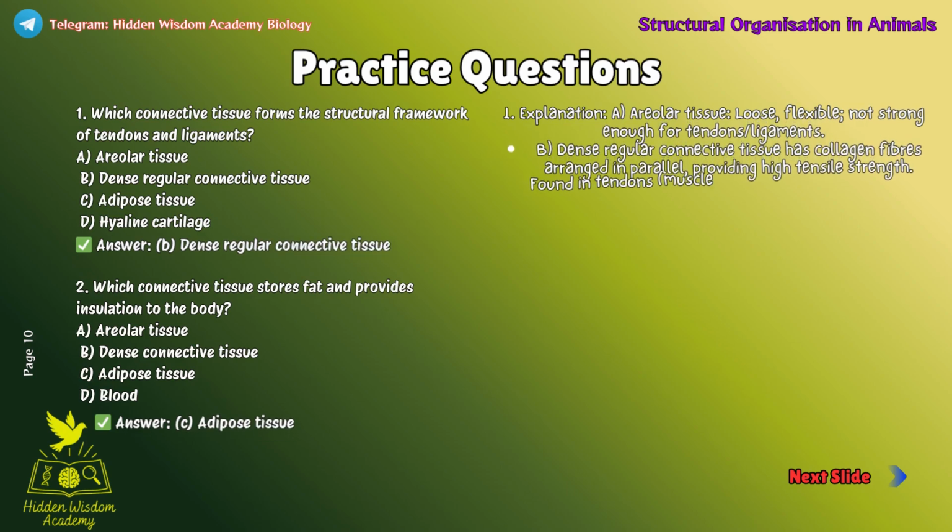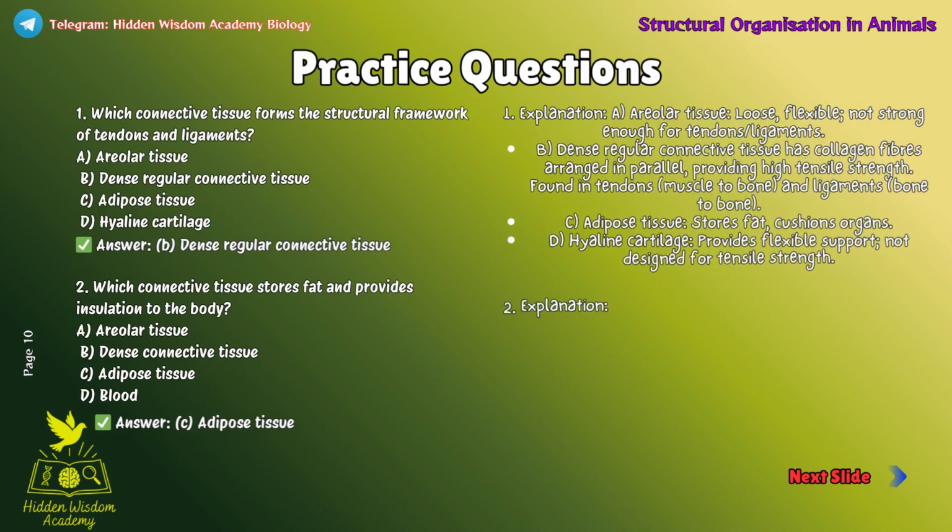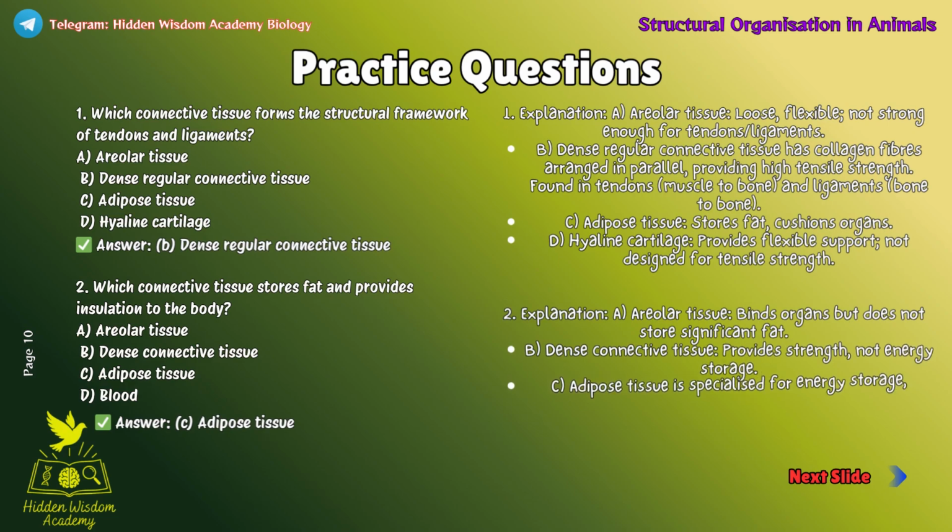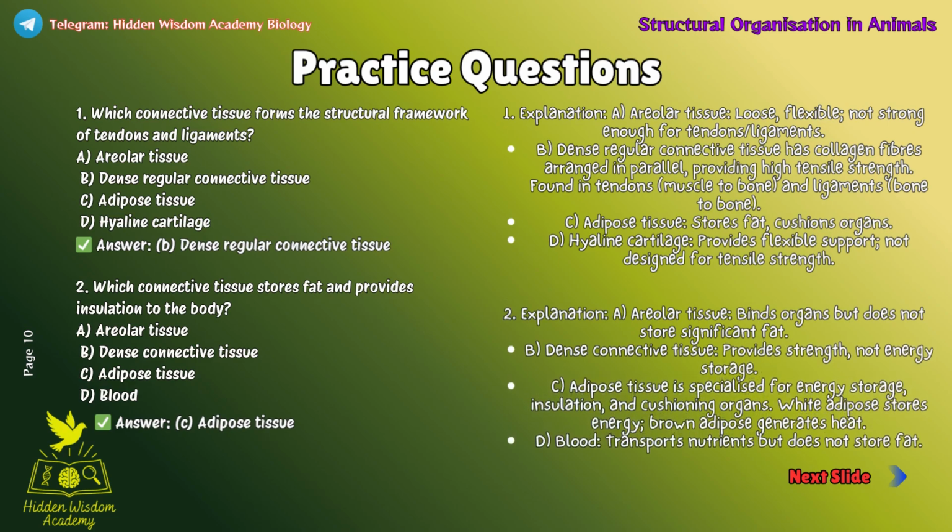Let's practice few questions to test your knowledge. Let's start with question 1. Which connective tissue forms the structural framework of tendons and ligaments? Option A. Areolar tissue. Option B. Dense regular connective tissue. Option C. Adipose tissue. Option D. Hyaline cartilage.